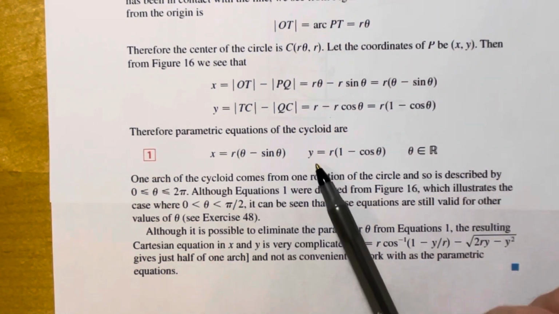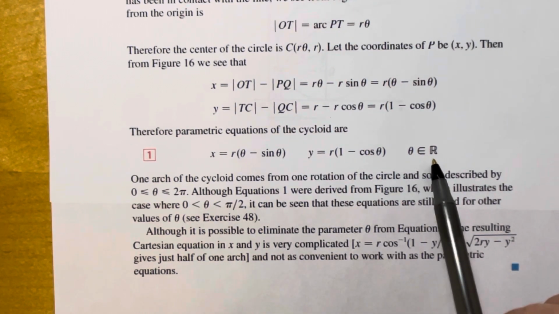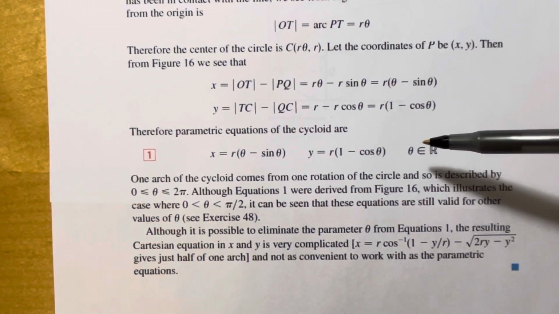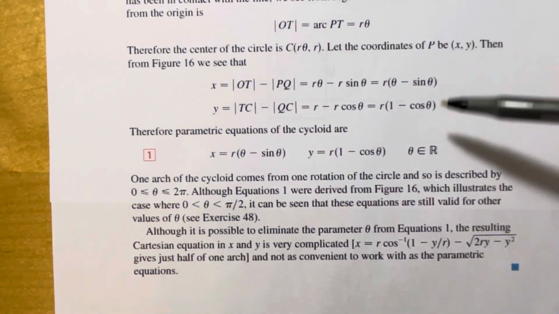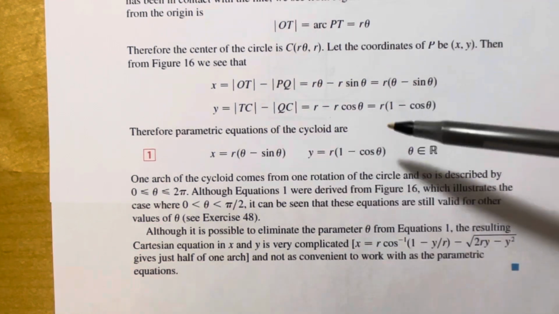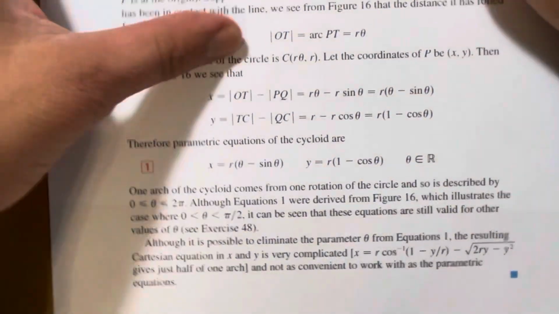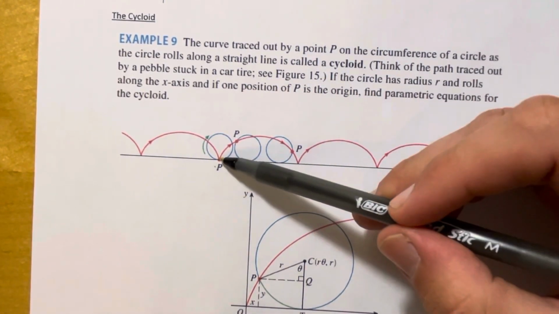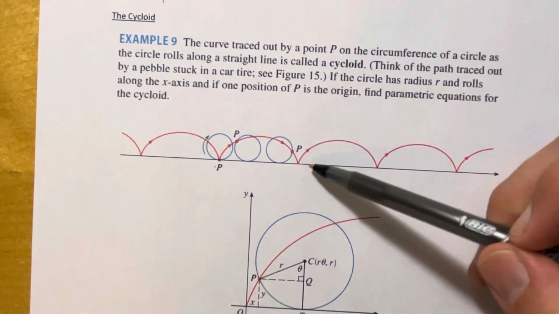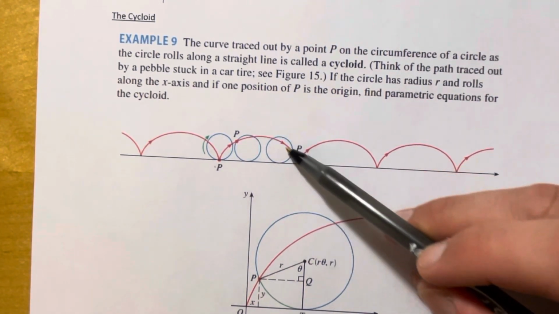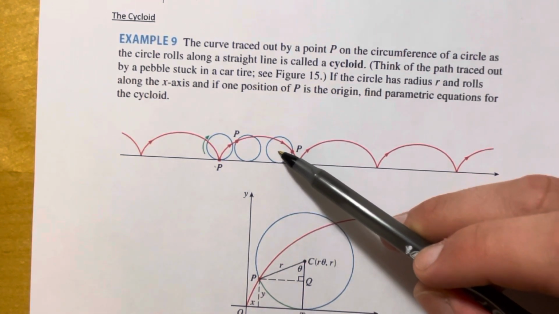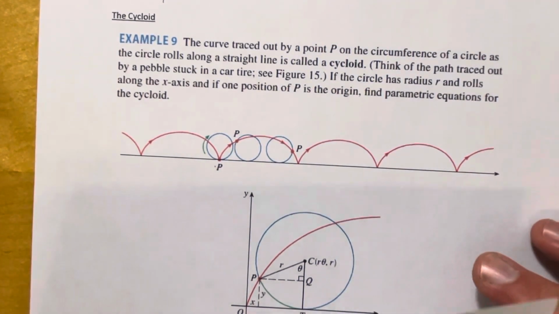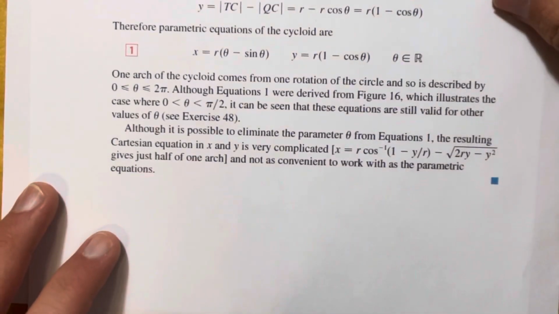So x is equal to this, y is equal to this, and we can allow theta to be any real number. That's what this notation means. There's a little blurb here that talks about how if you want to get one full rotation of your circle, that would give you one arch of that cycloid. So again, remember, the cycloid looks like this sequence of arches, but each one corresponds to one full rotation of that circle. So if you ever want to do something with just one arch of a cycloid, you can restrict theta to be in the interval 0 to 2 pi, because that would give you one full rotation. That's kind of what's being mentioned here.